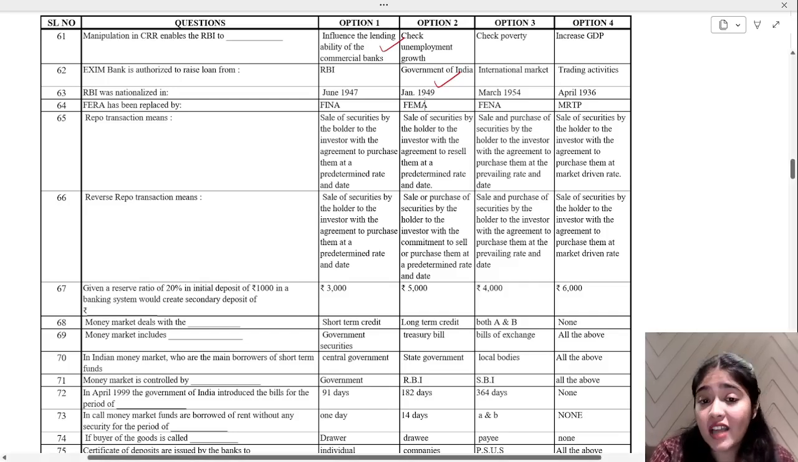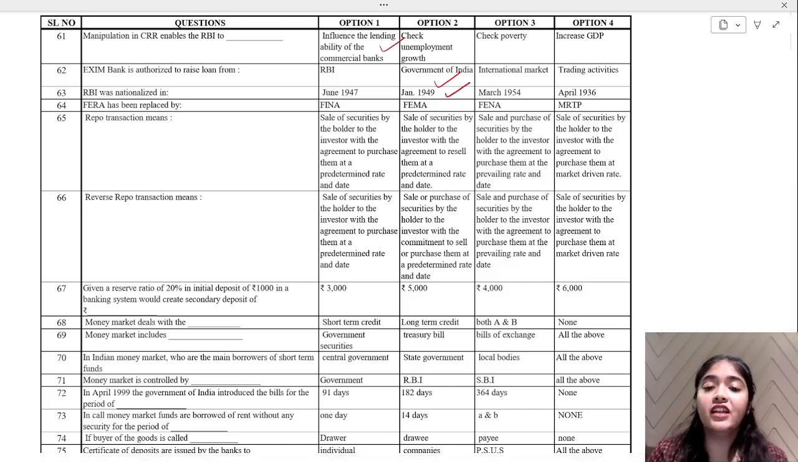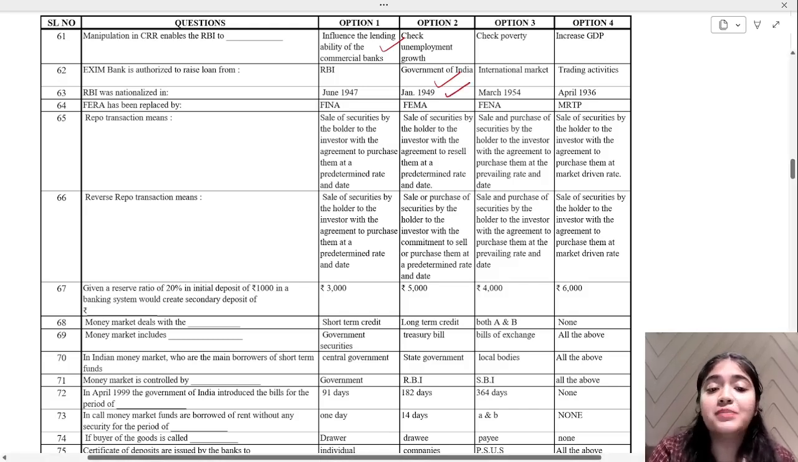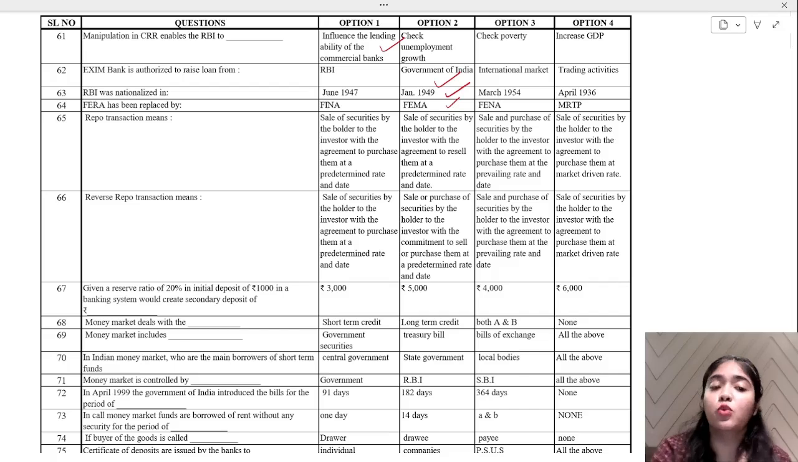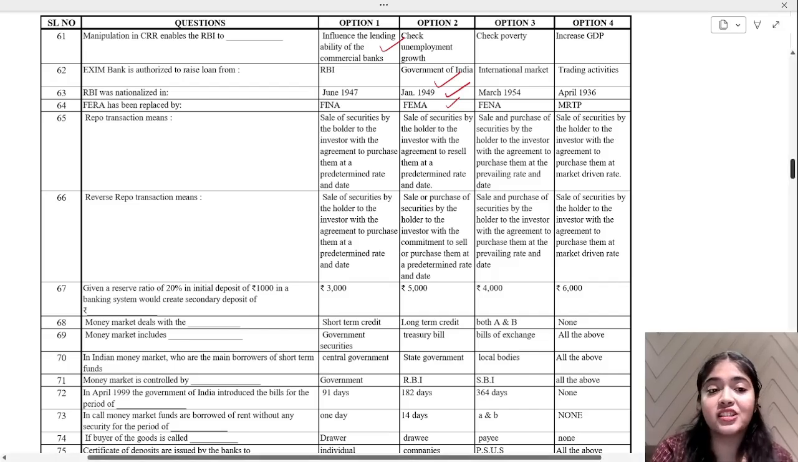RBI was nationalized in, a very important question they can ask you in MCQ, June 1947, Jan 1949, March 1954, or April 1936. So you have to remember Jan 1949. FERA has been replaced by FINA, FEMA, FENA, or MRTP. Correct? FEMA is the new act that has replaced FERA.